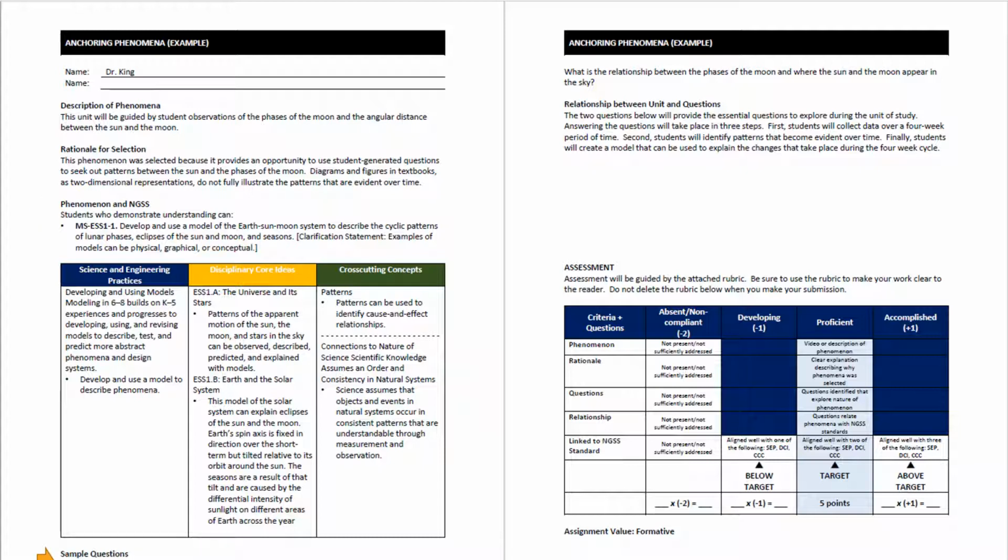Starting at the bottom of the left-hand page, continuing to the top of the right-hand page, some sample questions that students might ask. These questions could be fairly straightforward, thinking about them from the point of view of young people. So simply, what's the relationship between the phases of the moon and where the moon and sun appear in the sky?